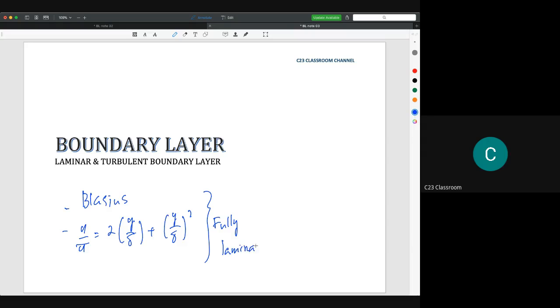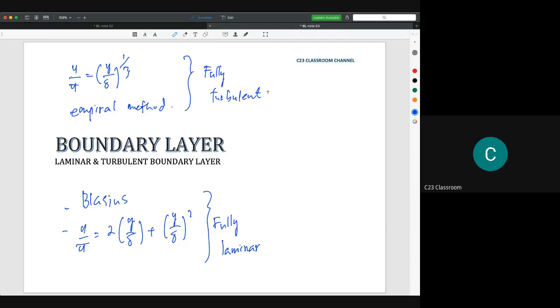That means we assumed that all the boundary layer is laminar, and then we went to the 1/7 power law, u over U equal to y over delta to the power of 1 over 7, or we used the empirical methods. There our assumption is that the boundary layer is fully turbulent. You need to understand this, because if the plate is short and the velocity is very slow, maybe the boundary layer is fully laminar. If the plate is bigger and the flow is higher, then we have fully turbulent.